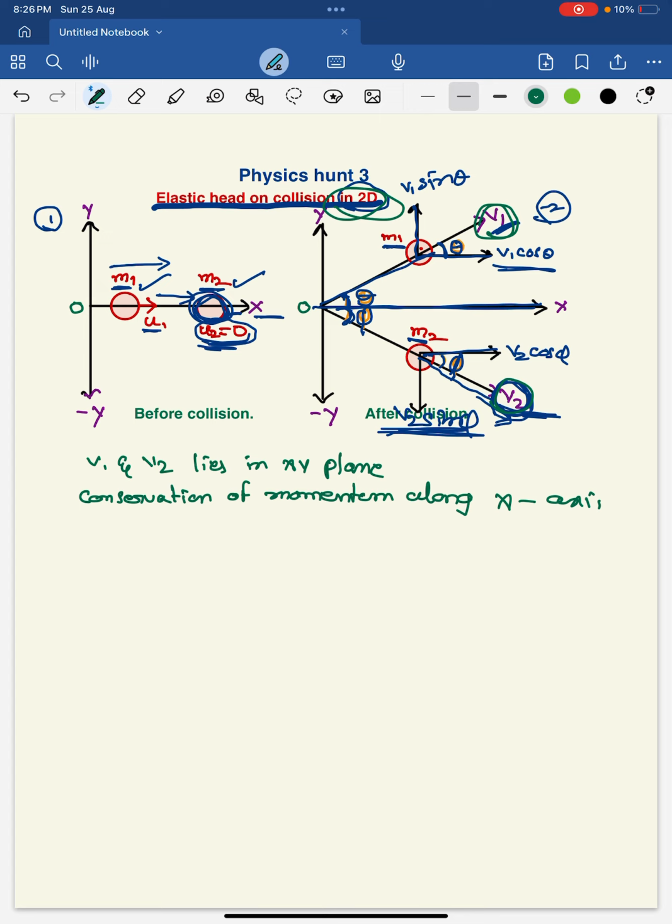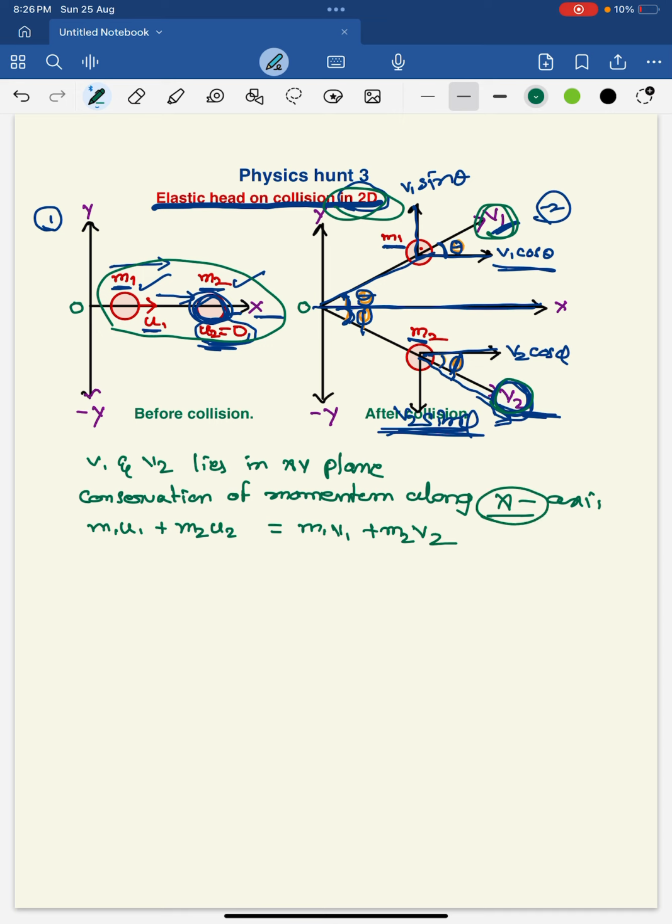So first I'm going to write the basic formula of conservation of momentum, and then I will apply the condition. We have two objects. The first body's initial momentum is m1 u1. The second body's initial momentum is m2 u2, which is equal to the final momentum after the collision, m1 v1 plus m2 v2. So this is along the x-axis direction.